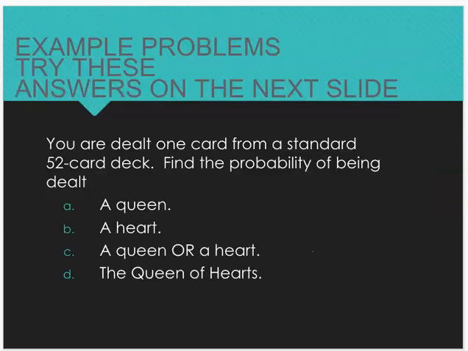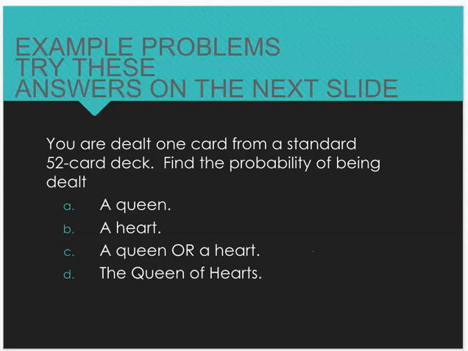Let's look at some example problems. You're dealt 1 card from a standard 52 card deck. What's the probability of being dealt a queen, and then a heart, and then a queen or a heart, and then the actual queen of hearts? So let's start with the first one.